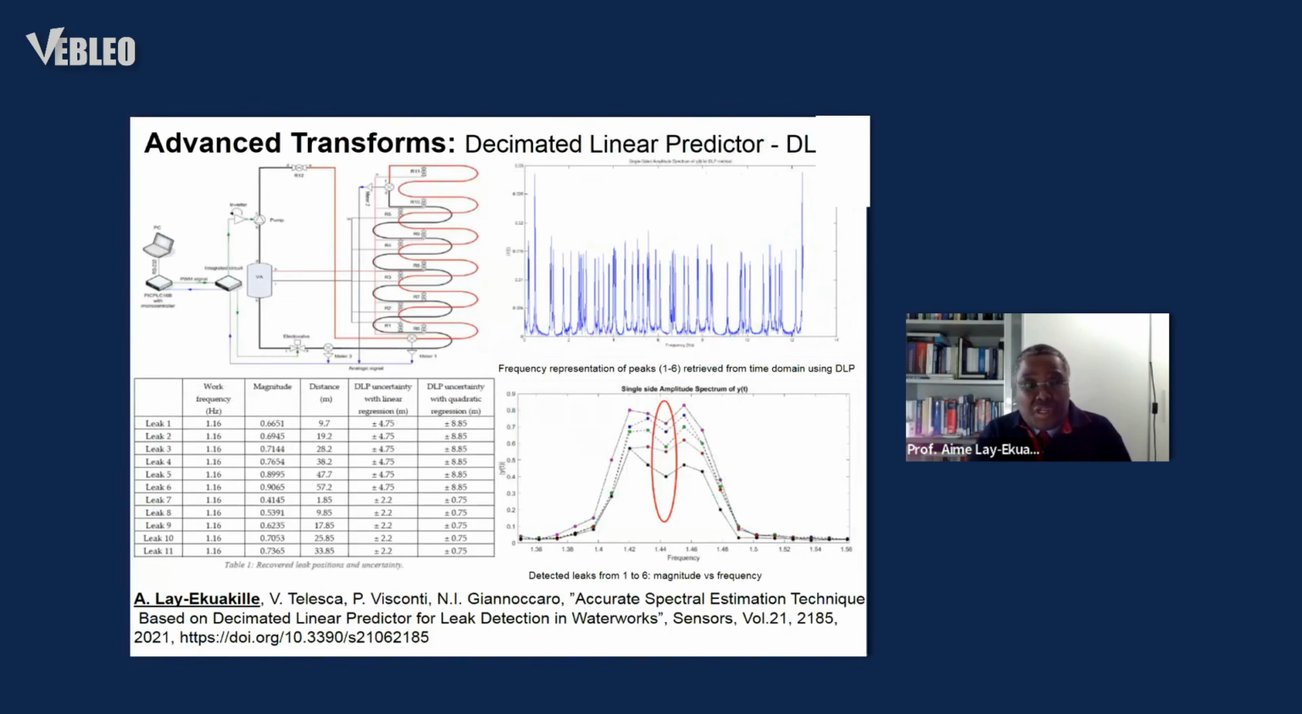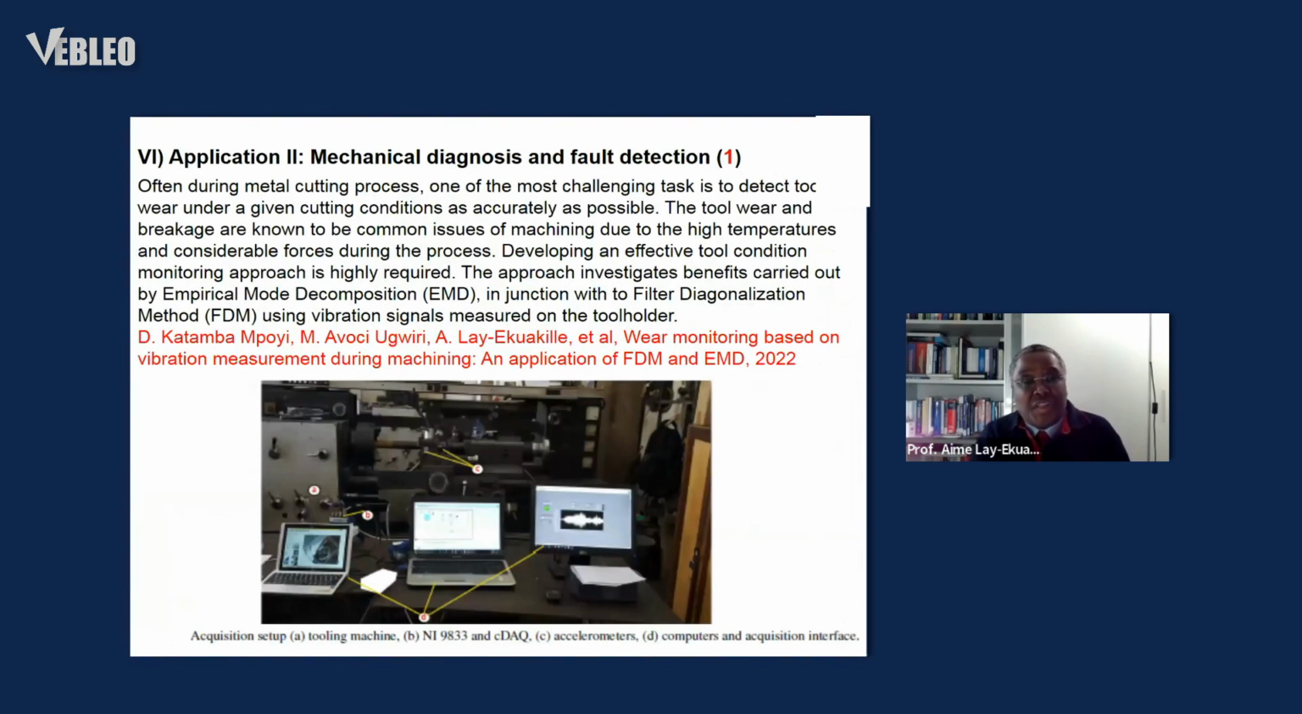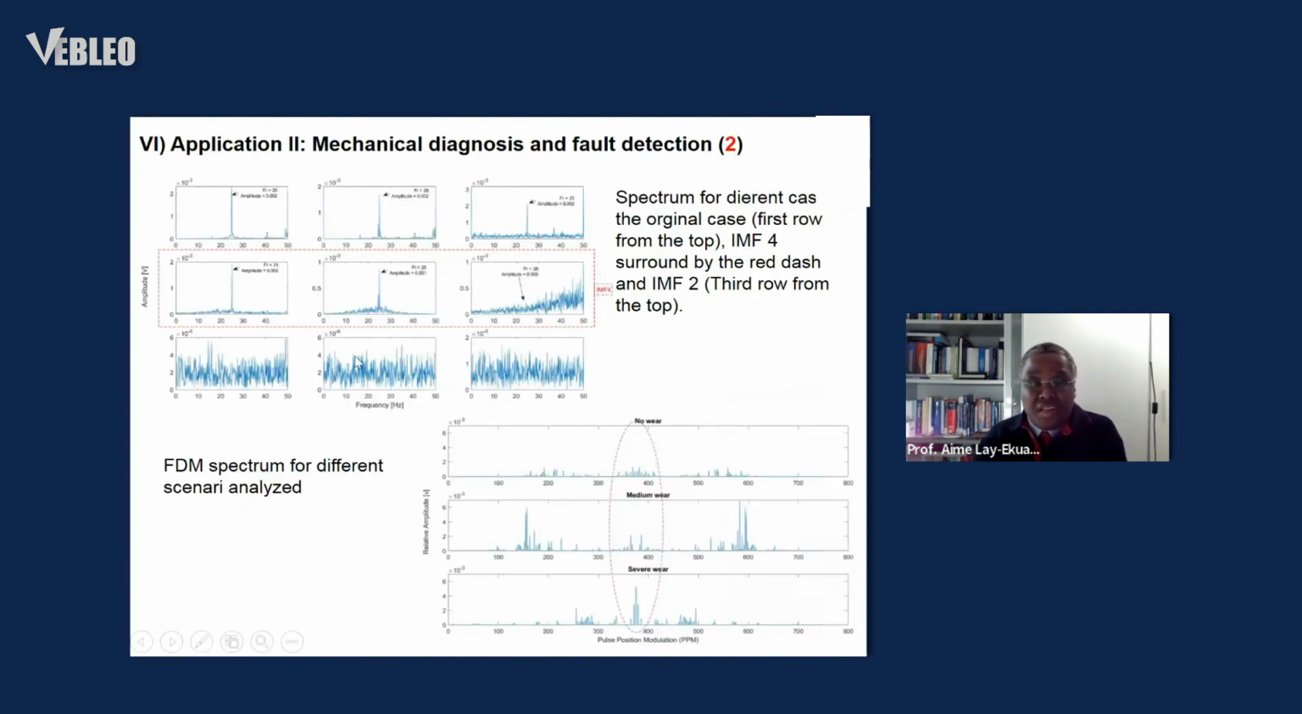So another example, just a few slides to conclude, is in the field of fault detection. We can detect faults in materials or in mechanical activities. So here you can see a classical, traditional EMD, empirical mode decomposition, where we can see the problems in the wear. And here, the application of FDM. FDM is very, very simple because it displays here: no wear, medium wear, and severe wear.